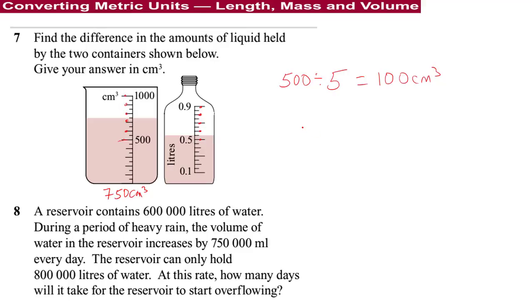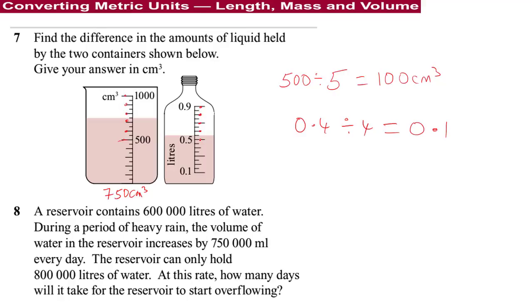Now those 4 gaps, I'm going to need to share the difference between them. The difference between 0.9 and 0.5 is 0.4. So I'm going to need to share that between those 4 gaps to see what I'm counting in. So we're counting in 0.1 liters. From here to here is going to be a 0.1 gap. So that's 0.5, 0.6, 0.7, 0.8, and that's 0.9.